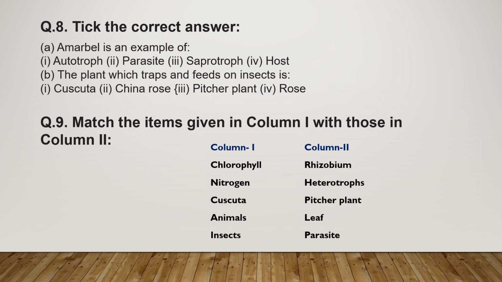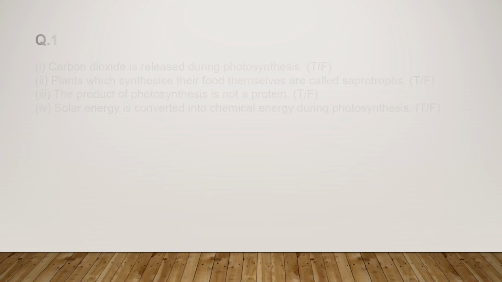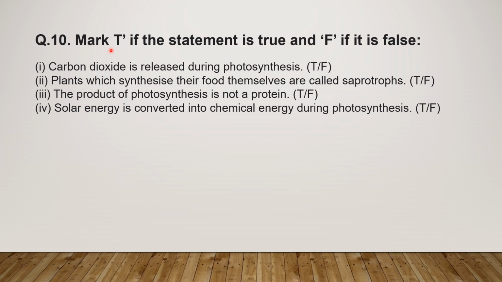Question number 10. Mark T if the statement is true and F if it is false. Let us see the first statement. Carbon dioxide is released during photosynthesis. Children, you know that during photosynthesis, which gas is released? Oxygen gas, not carbon dioxide. Carbon dioxide is absorbed and oxygen is released. So this statement is false. You can mark F there.